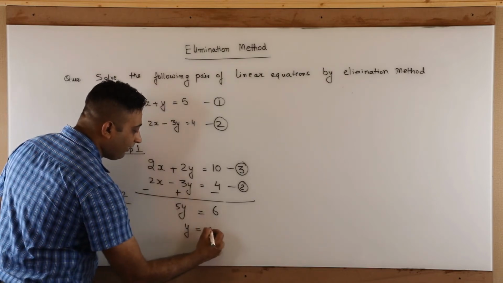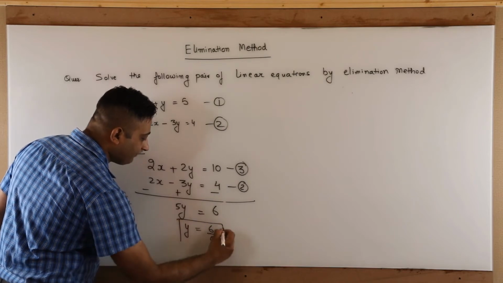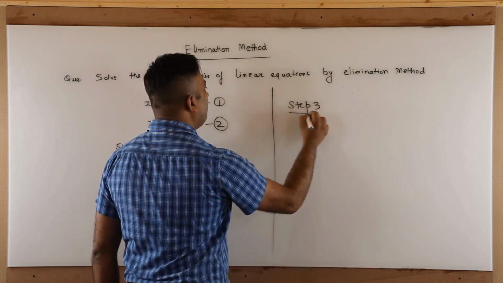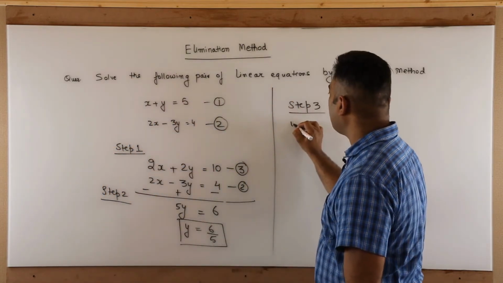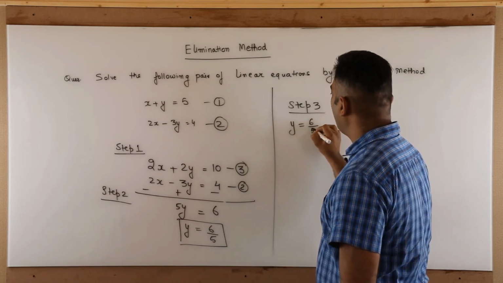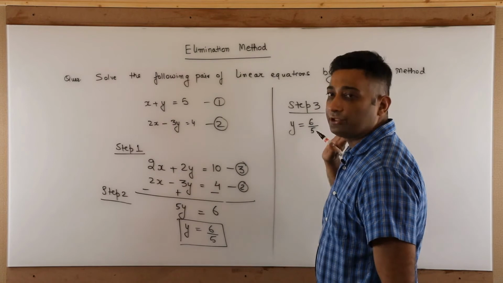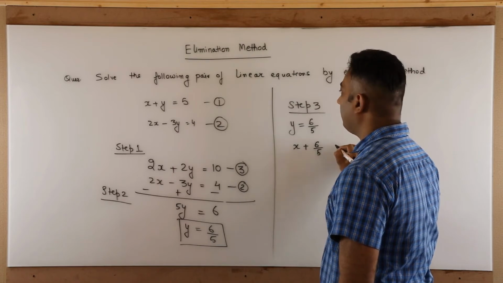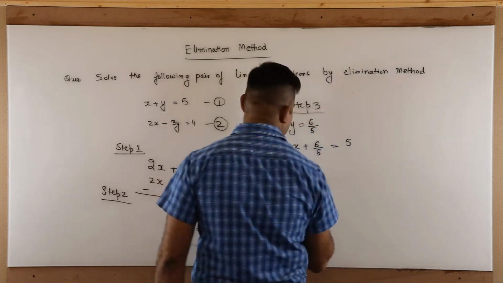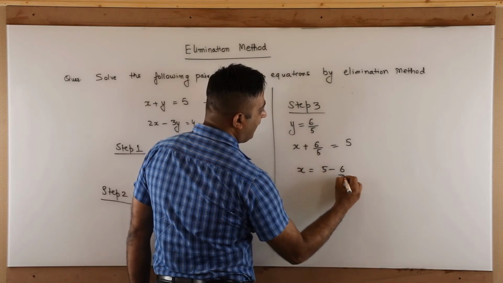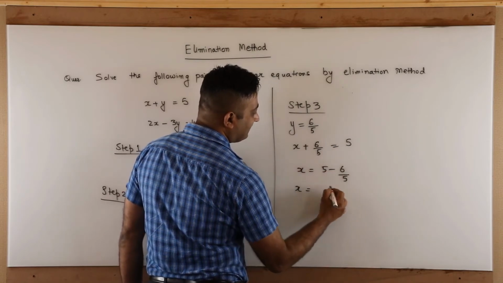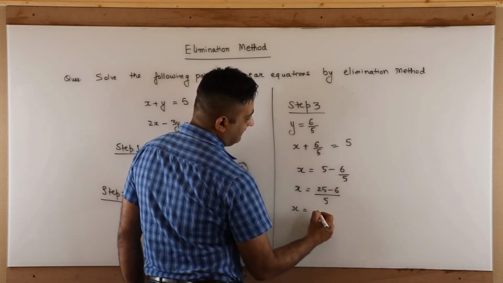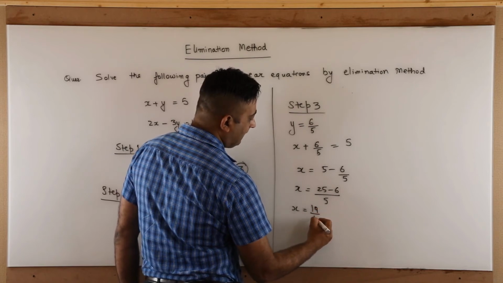So we got the value of y as 6 by 5. Now in step number 3, we will substitute the value of y obtained in step number 2 in equation number 1 or equation number 2. So let us put this value in equation number 1 to get the value of x. So x is equal to 5 minus 6 by 5. So x is equal to 25 minus 6 by 5. That is, x is equal to 19 by 5.